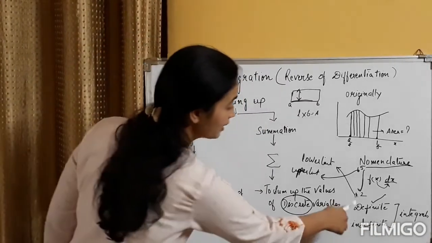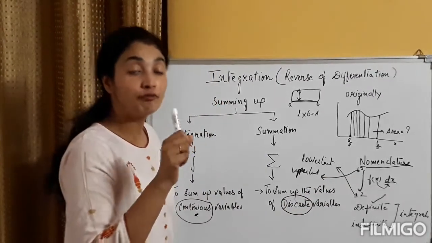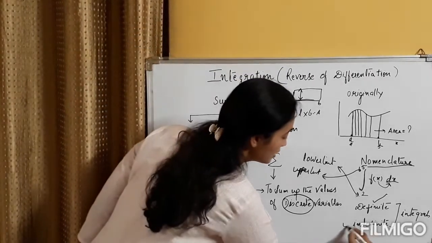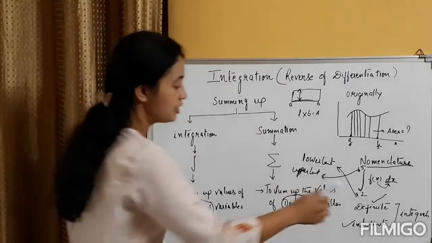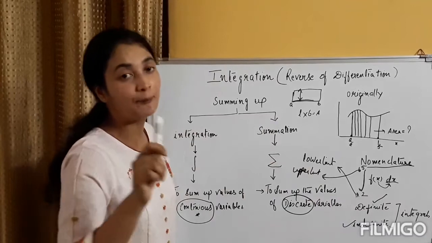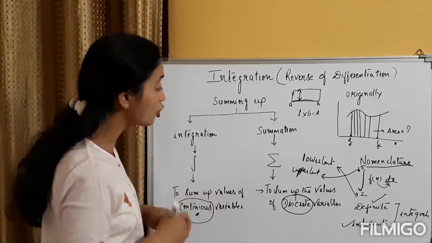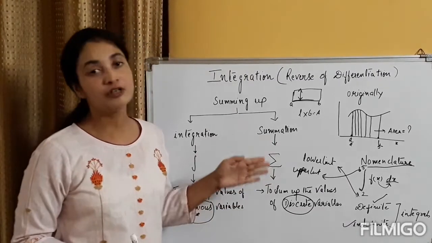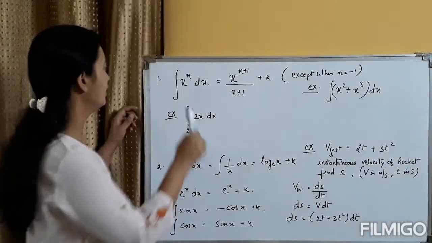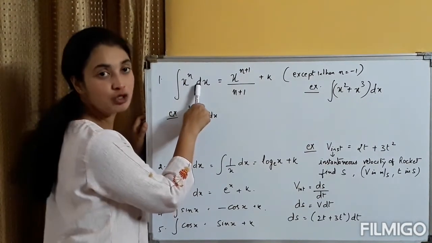When we make use of limits, we call it a definite integral. But when we do not apply or specify the limits, then we call it an indefinite integral. Definite integral means when we apply the limits; indefinite integral when we do not use the limits. So these are definite and indefinite integrals. Now let's look into some formulae for integration. The first formula for integration is the integration of x to the power n with respect to dx.